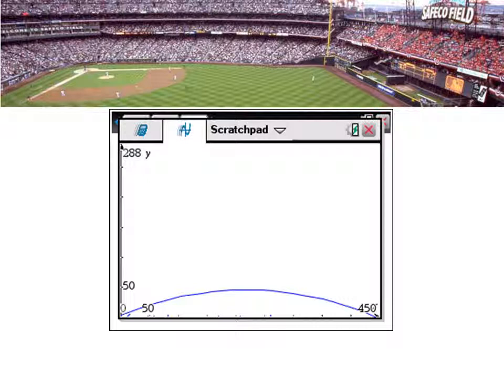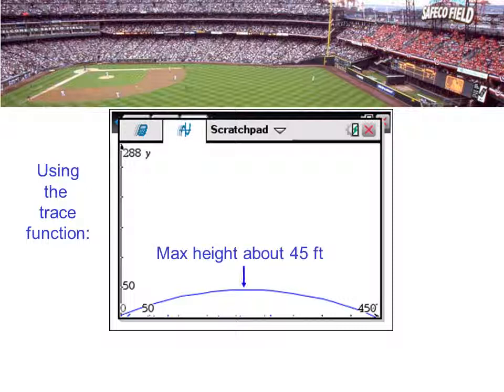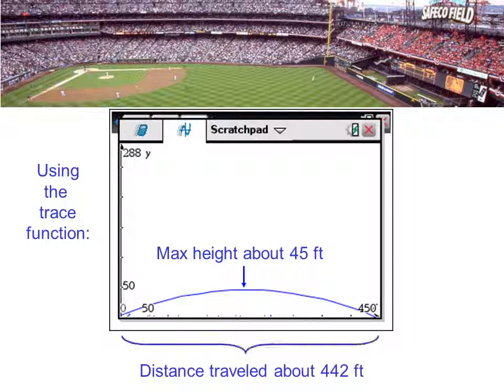Now we look at the flight path. Using the trace function, we see that the maximum height is about 45 feet. The distance traveled is about 442 feet. And it takes about 3.3 seconds for the ball to make the trip.